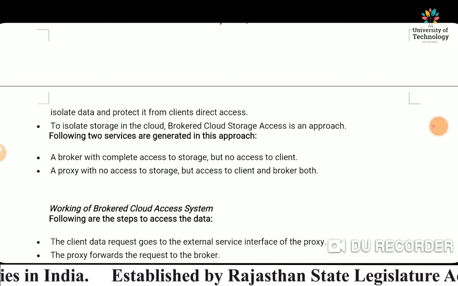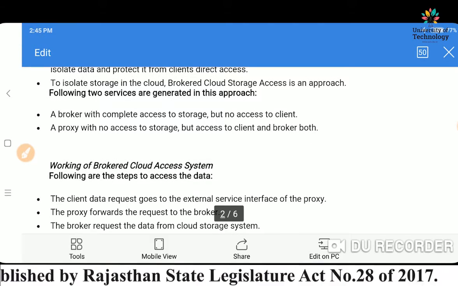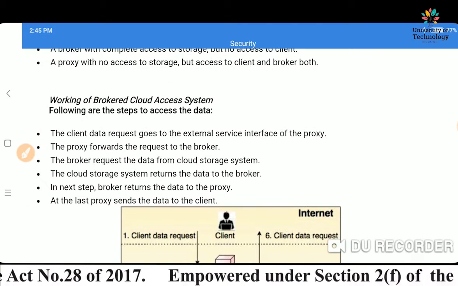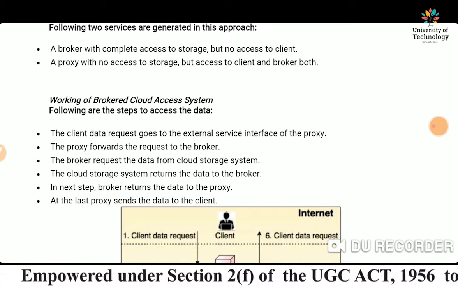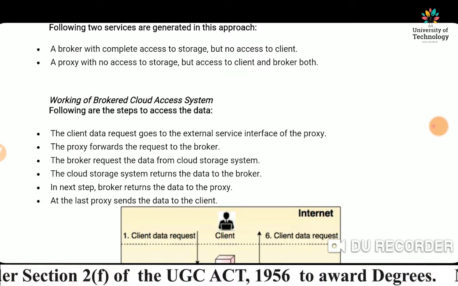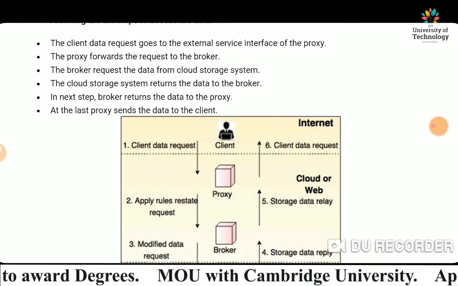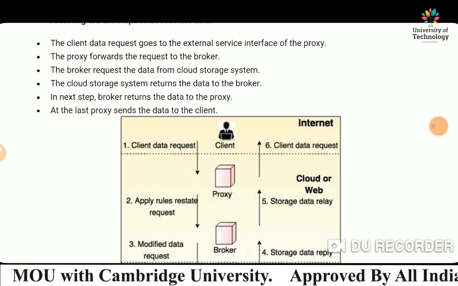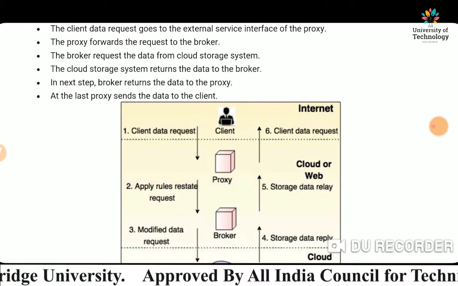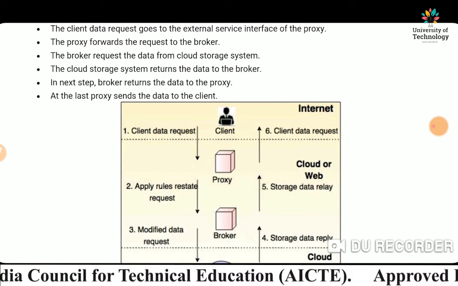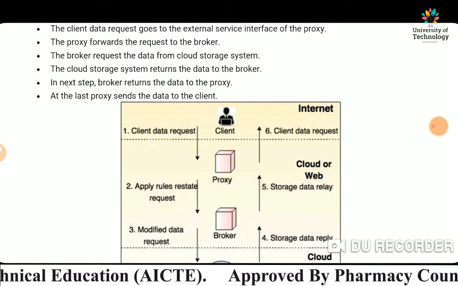Working of brokered cloud access system. Following are the steps to access the data. First, the client data request goes to the external service interface of the proxy. Okay, you can go to the diagram. Second, the proxy forwards the request to the broker.